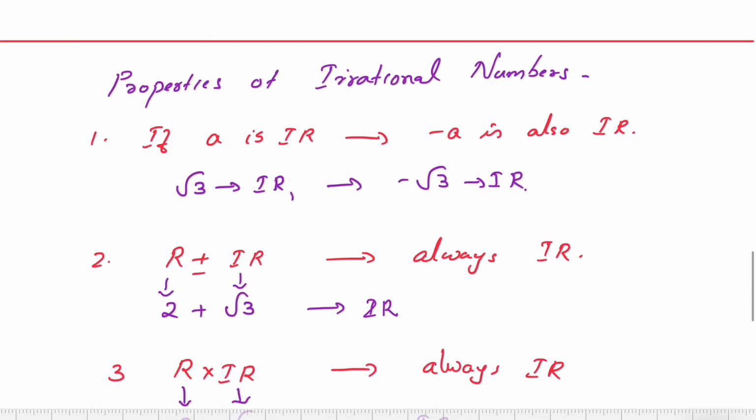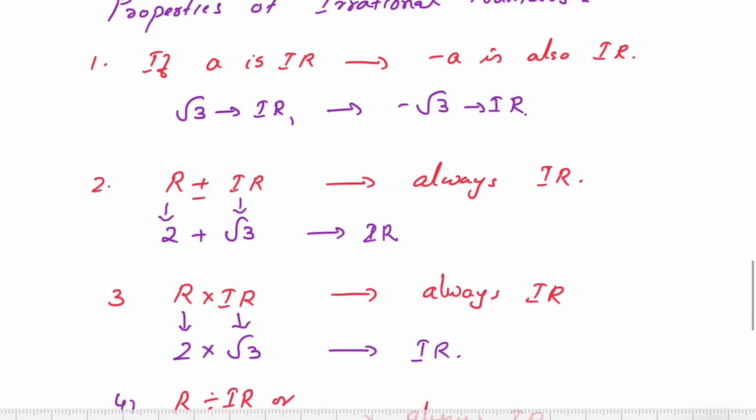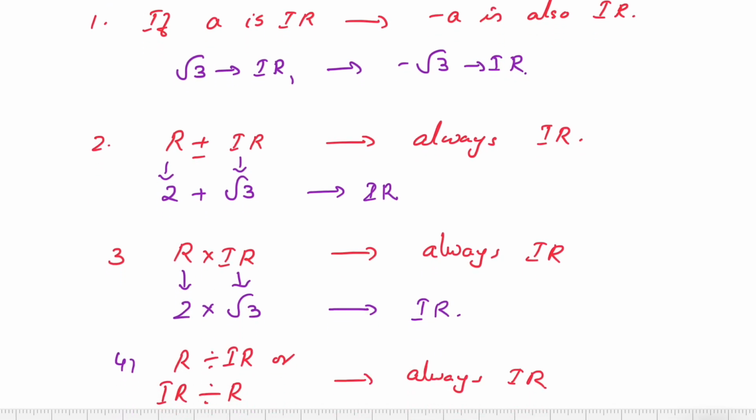Now coming to the properties of irrational numbers. Suppose A is an irrational number, then negative of that number is also irrational. So root 3 is irrational, minus root 3 is also irrational. The second one: rational plus an irrational is always irrational. Addition, subtraction, multiplication, division, everything, if you do with a rational and an irrational, it is always irrational only.